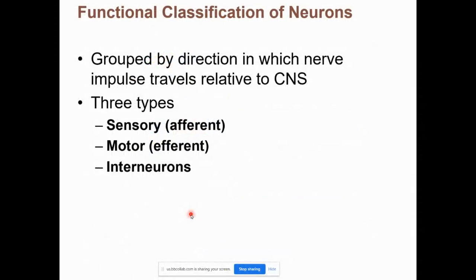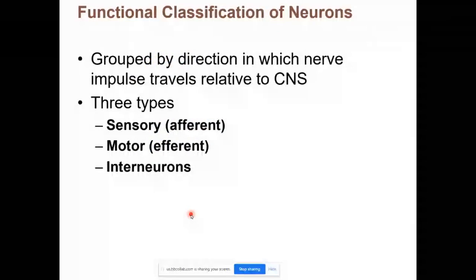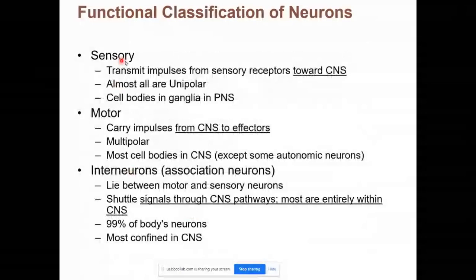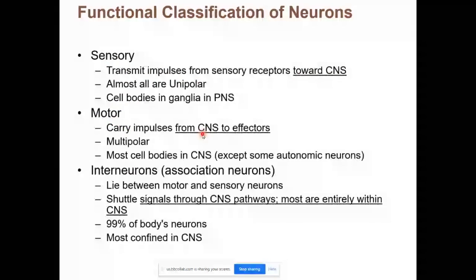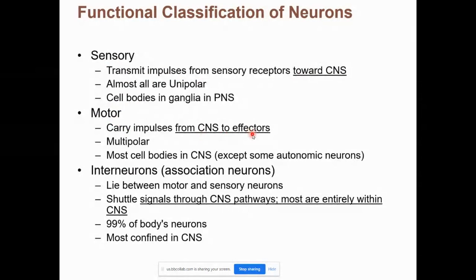All right, so here's the three types of neurons. I've touched on this already, but let's go through it. Sensory neurons transmit impulses toward the brain and spinal cord, so from all parts of the body to the CNS. Motor, just the opposite, carry impulses from the CNS to effectors. And we should know by now the effectors could be muscle or glands. Three types of muscle, and glands.